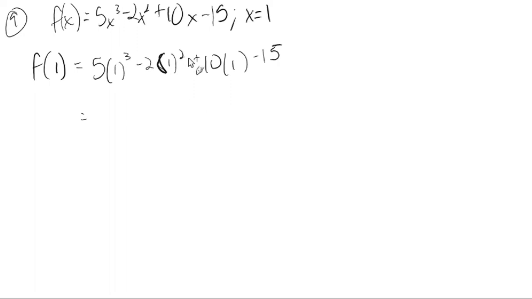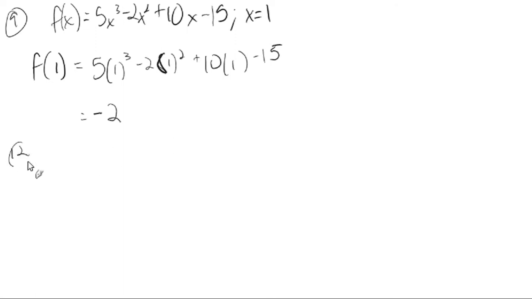So all these 1s, 1 to the third is just 1, so we'll have 5 times 1, so we just have 5 minus 2 plus 10 minus 15. So 5 minus 2, that's 3, plus 10, that's 13. Minus 15, that'll be negative 2. Right? Yes, negative 2. And I like to double check things like that. Like, here's a negative 2. 10 plus 5 is 15. Minus 15, that's 0. And all that's left is negative 2. Just another little check, just to make sure I did it right.